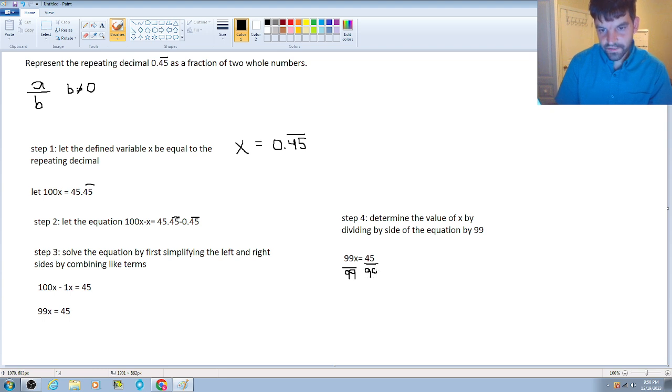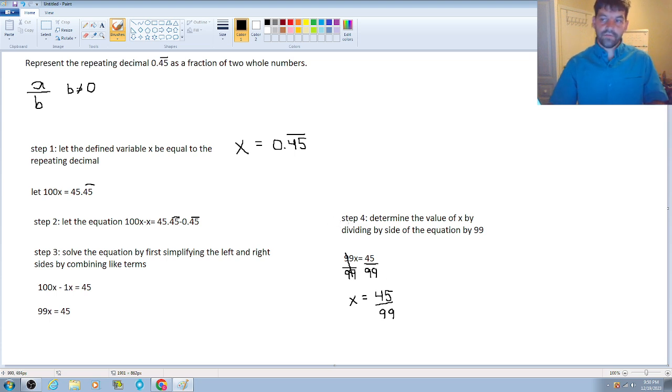So on the left side of that equation, you're going to get that 99 divided by 99 is again just 1, but because again of that multiplicative identity of 1 times x is just x. So now x is fully isolated. Now what you're going to do here is you have the fraction, which was our ultimate goal here, as 45 over 99. But what we have to do is we have to reduce it to its simplest form.